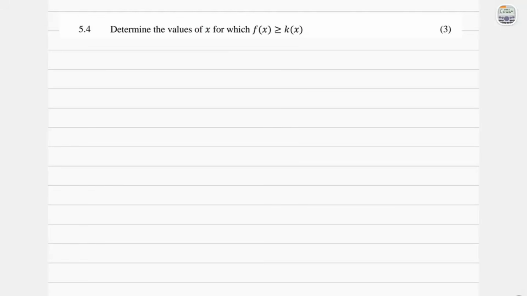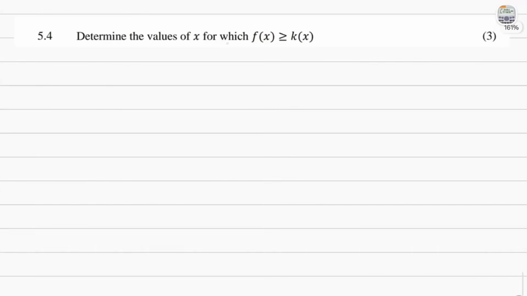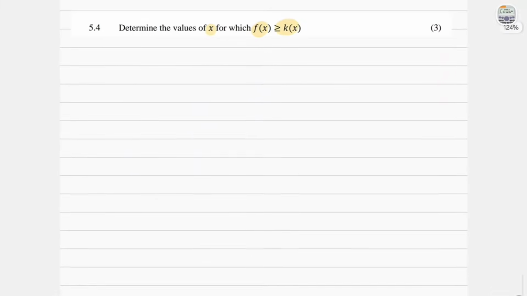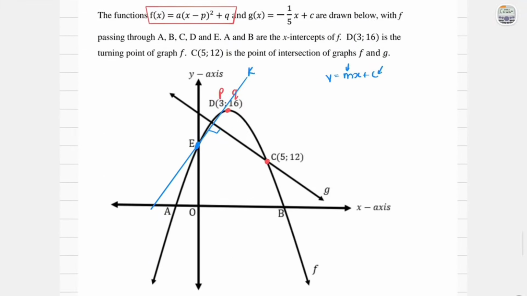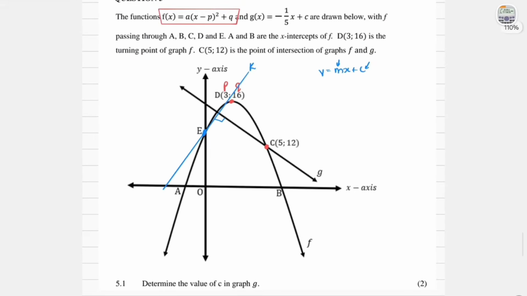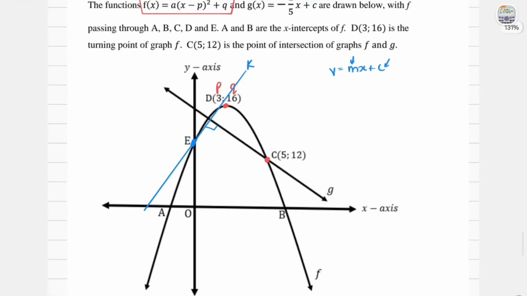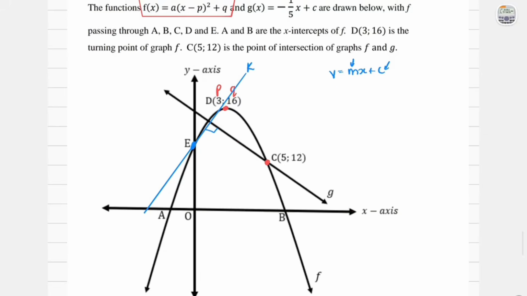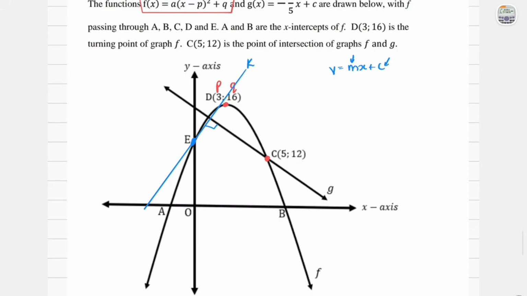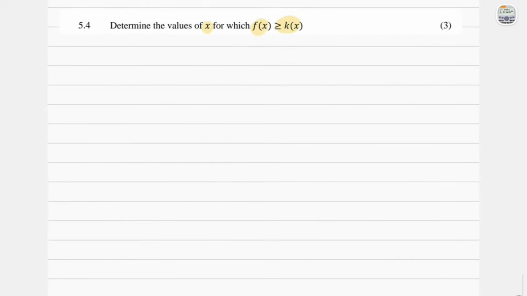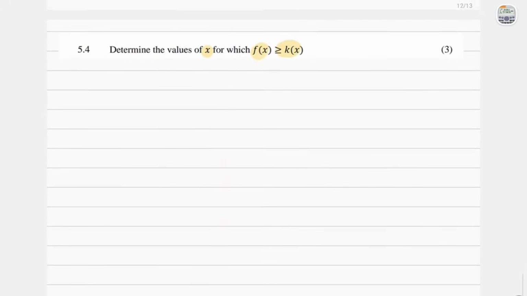Question 5.4 says, determine the values of x for which f of x is greater than or equal to k of x. Okay, let's look at our graphs where f of x is greater than or equal to k of x. It's a parabola and a straight line, but I don't think it would be a wise decision to use the graph in this case, because at the end of the day, you still need to find out where it is equal to k of x as well. So let's solve this using algebra.